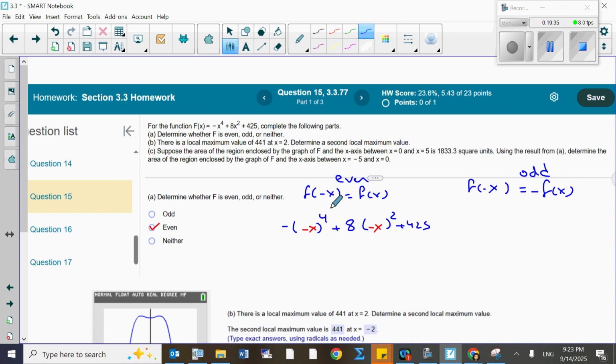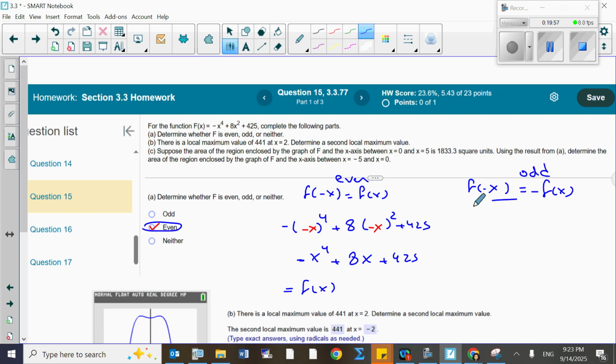Negative x to the power of 4 will be just x to the power of 4. And I already had a negative behind that, I'll keep that. And 8, again, negative x to the power of 2 is x squared, plus 425. And I see that this is equal to f of x. So this function is an even function. And I don't even need to check this.